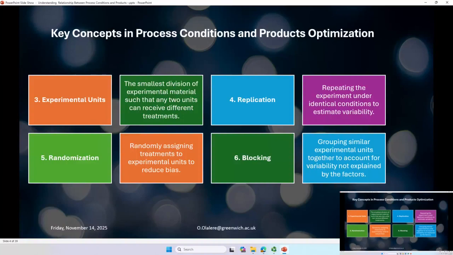And then we have randomization. That is randomly assigning treatment to experimental units. You know something? Just leave this one. I don't want to confuse it further. Then blocking. Just leave this one, right? We'll come back to this later.